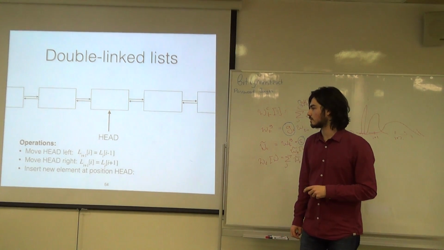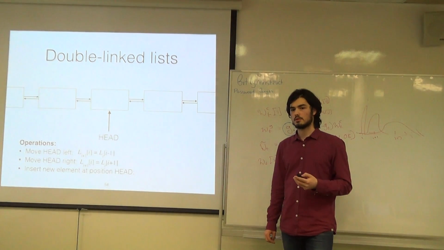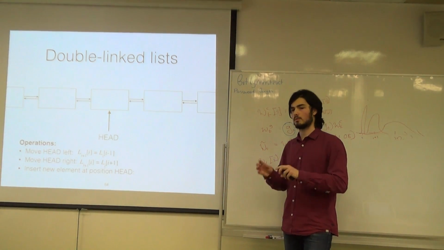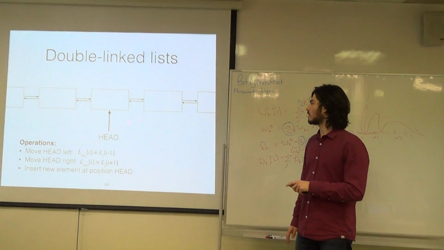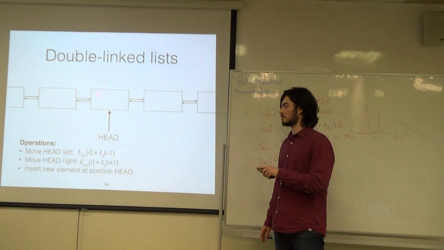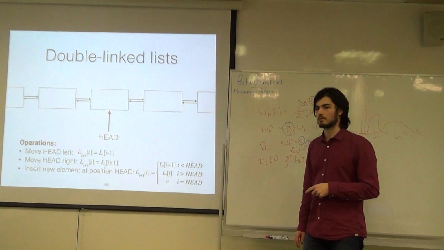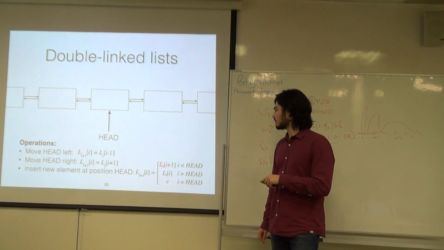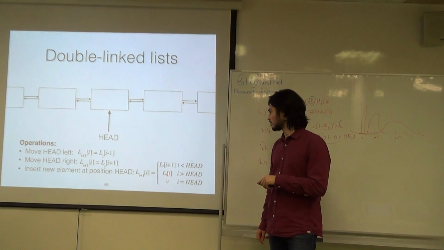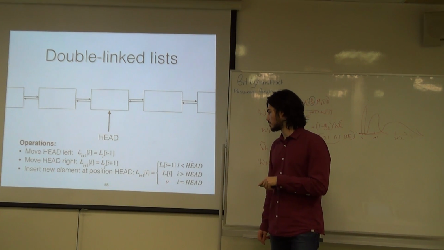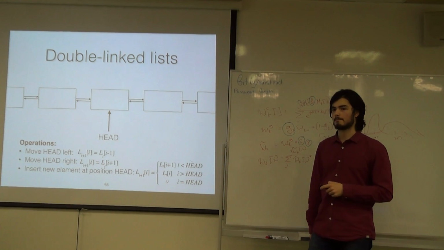Okay, and to insert a new element, you would have to move all elements that are to the left of the head one step to the left, all the elements that are to the right of the head to the right, and then insert a new value. So this would be this formula. If we're to the left, we move everything to the left. If to the right, then we move it to the right. And to the current position, we insert the vector E.